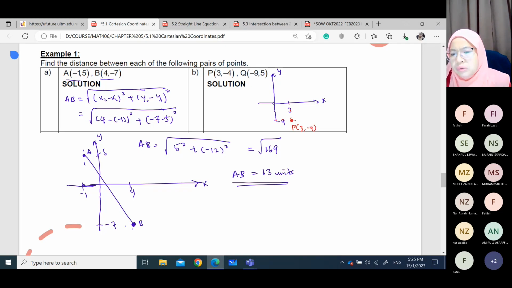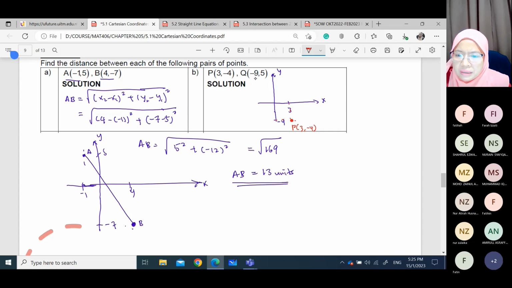And point Q. So point Q is -9, 5. So X dia pada -9, kat sini. Jauh sikit. Okay, Y is 5. So katakan kat sini adalah 5 for Y. Kita rendahkan sikit, tak apa, boleh adjust. Yang bersilang tu adalah point dia. Okay, so this is point Q. So point Q is -9, 5.